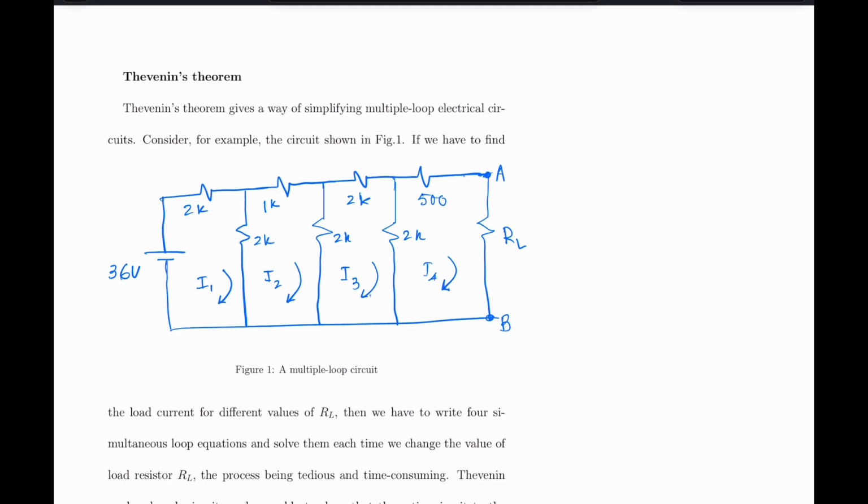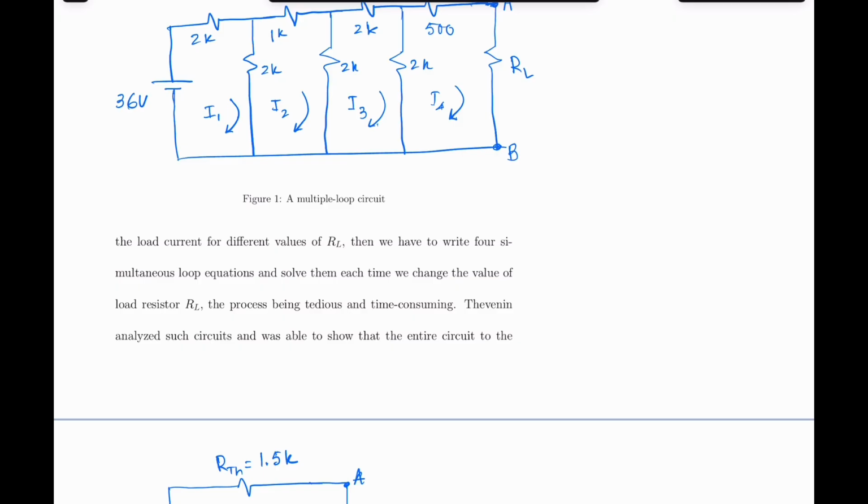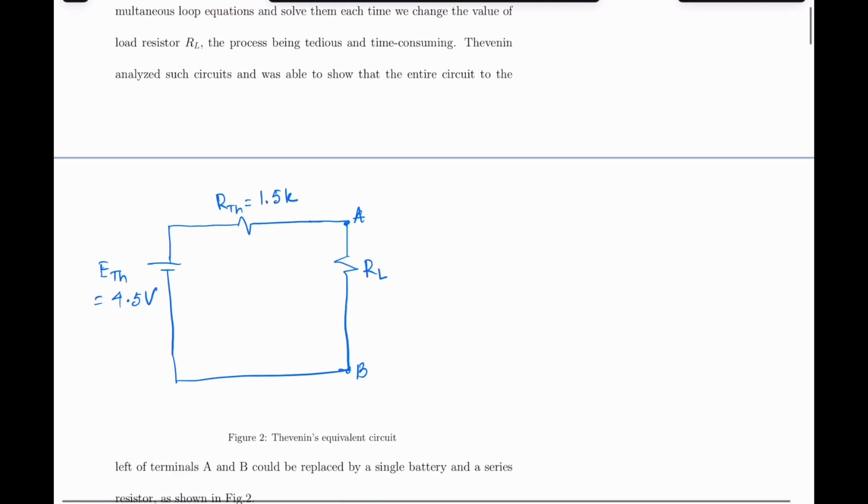Thevenin analyzed such circuits and was able to show that the entire circuit to the left of the points A and B can be replaced by a single voltage source known as Thevenin's voltage source and a single resistance known as Thevenin's resistance. The solution of the circuit shown in figure 1 is shown here in figure 2.